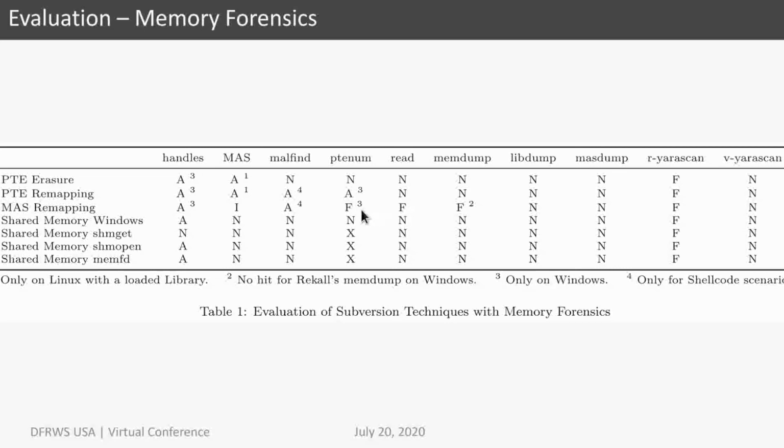And a third time, with PTE num, we were also able to find our injected code for MAS remapping. But besides that, in all other cases, our malicious code was not found by any of those plugins. In some cases, there were indicators that could maybe give you a hint about something fishy going on, but the actual memory content was only detected in those cases that I mentioned earlier.